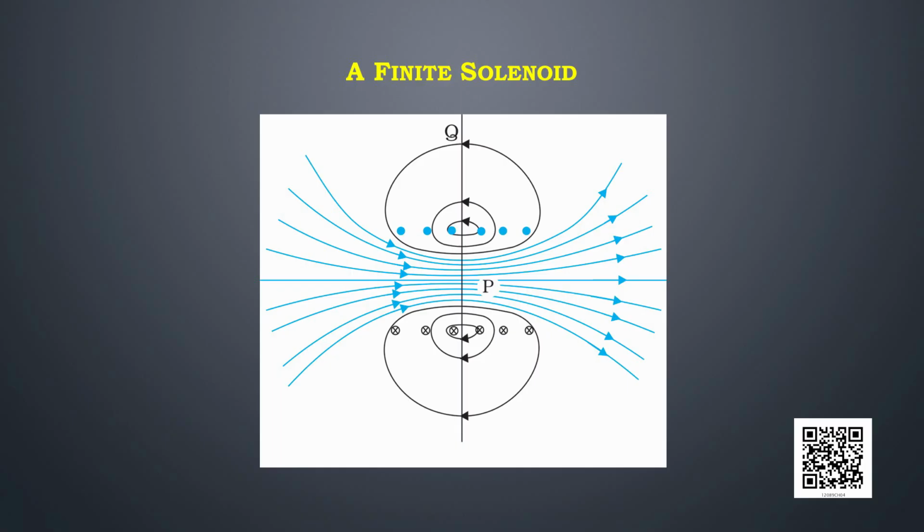Well, from the diagram we can see that the field at the interior midpoint P is uniform, strong and along the axis of the solenoid, whereas the field at the exterior midpoint Q is weak and moreover is along the axis of the solenoid with no perpendicular or normal component.